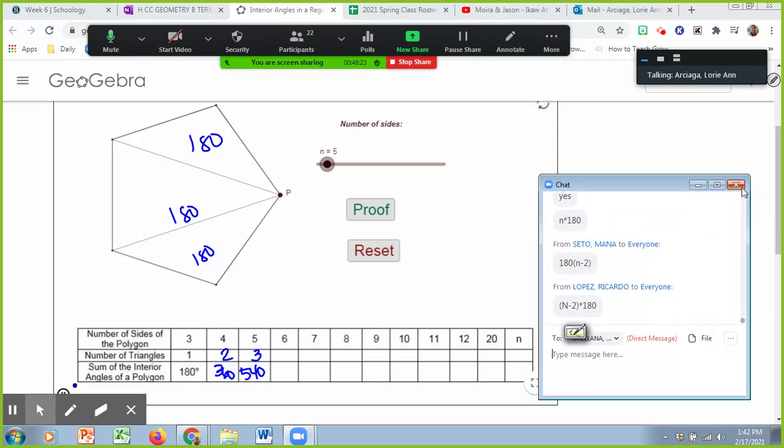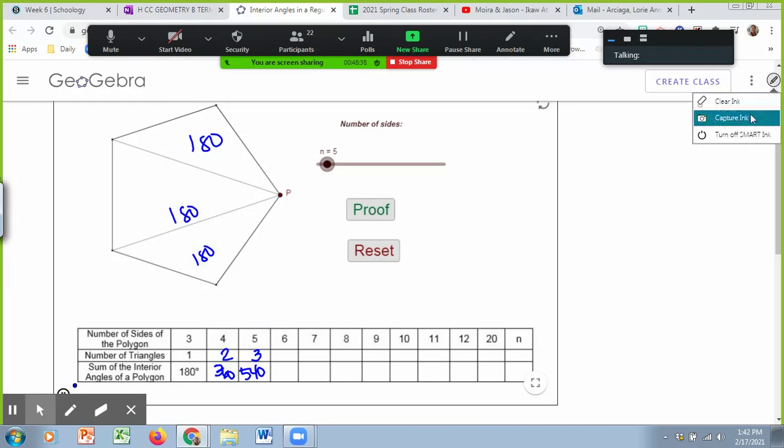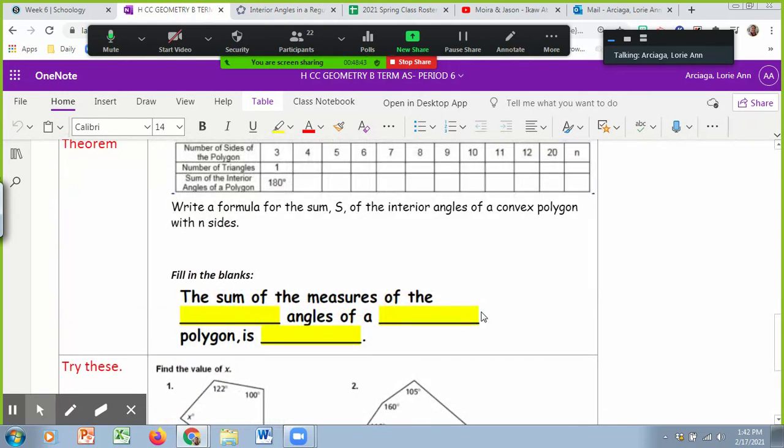N minus 2 times 180. Yep, so you subtract 2, or the number of triangles is 2 less than the number of sides, right? That's great. So if we go back here, let me clear that ink. The sum of the measures of the interior angles of a convex polygon is, according to Mana and Ricky, n take away 2 times 180. That's the sum of all.